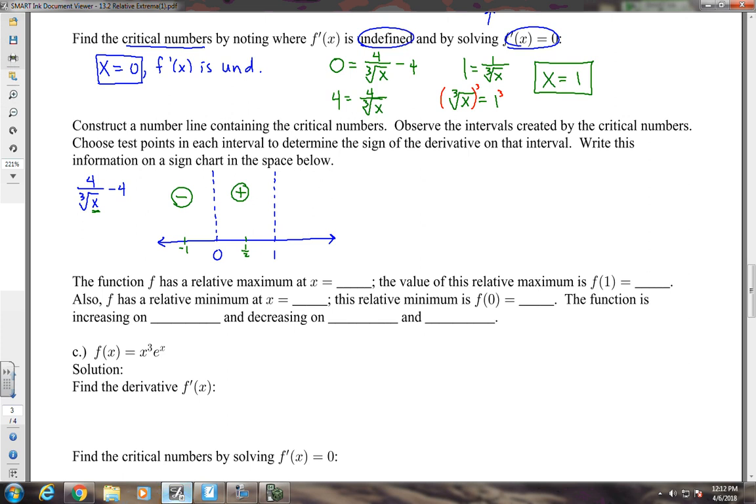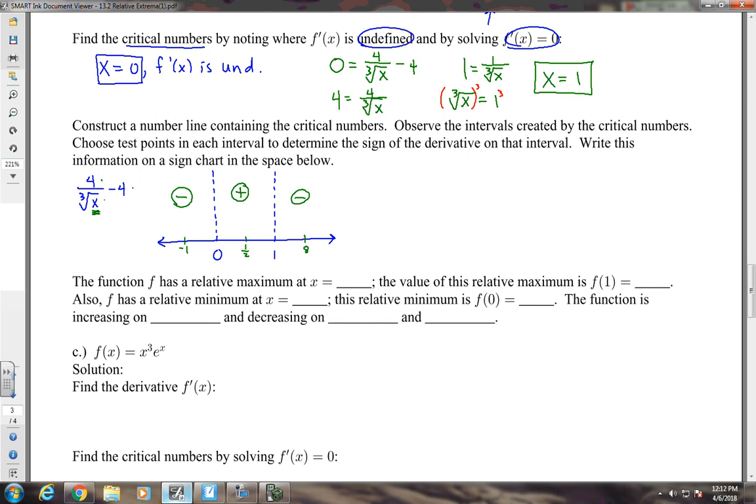We need a test point bigger than 1. I'm going to try to choose something convenient to calculate with, maybe something that's a perfect cube. So the next perfect cube bigger than 1 would be 8. That'll be an easy number to use. But remember, you can choose anything bigger than 1. So if I take 8 and I plug it in for x, we know the cube root of 8 is 2. 4 divided by 2 is 2. And 2 minus 4 is a negative number. So we can tell that the interval 1 to infinity has a negative derivative.